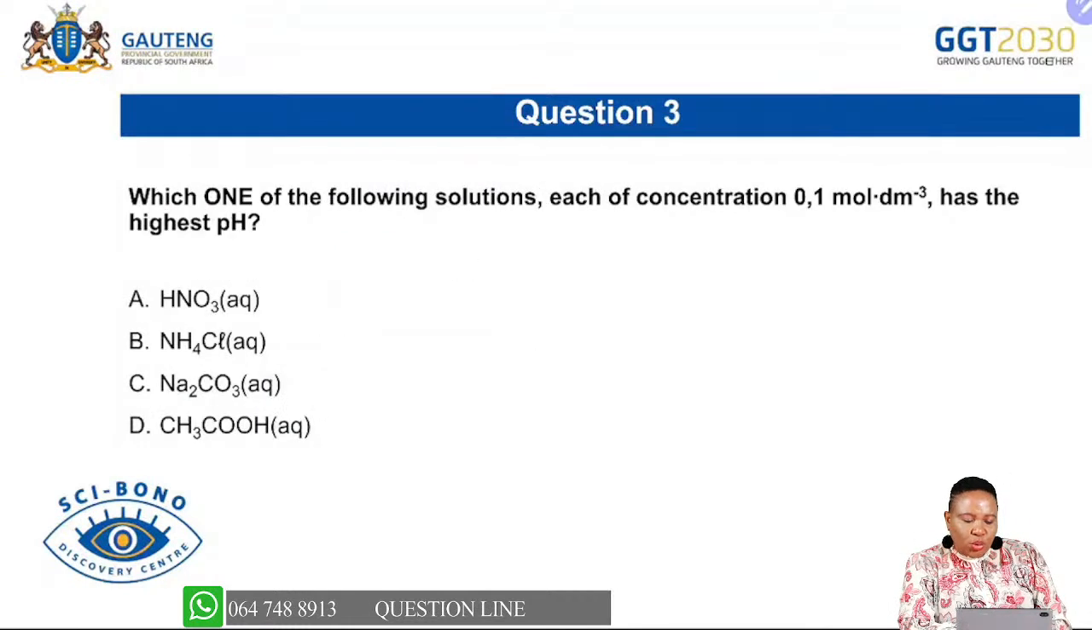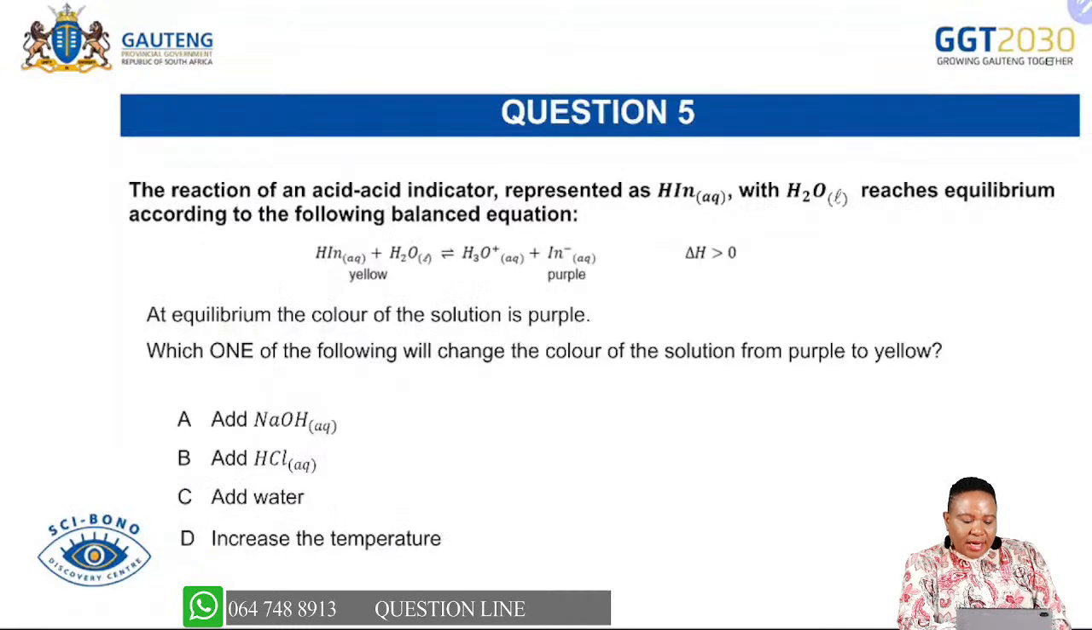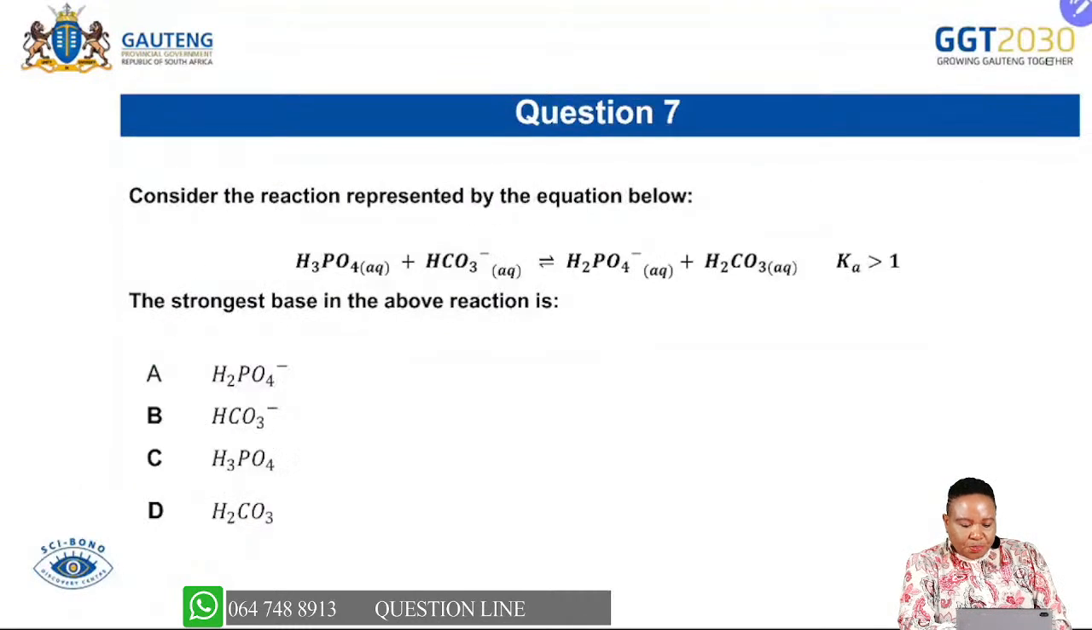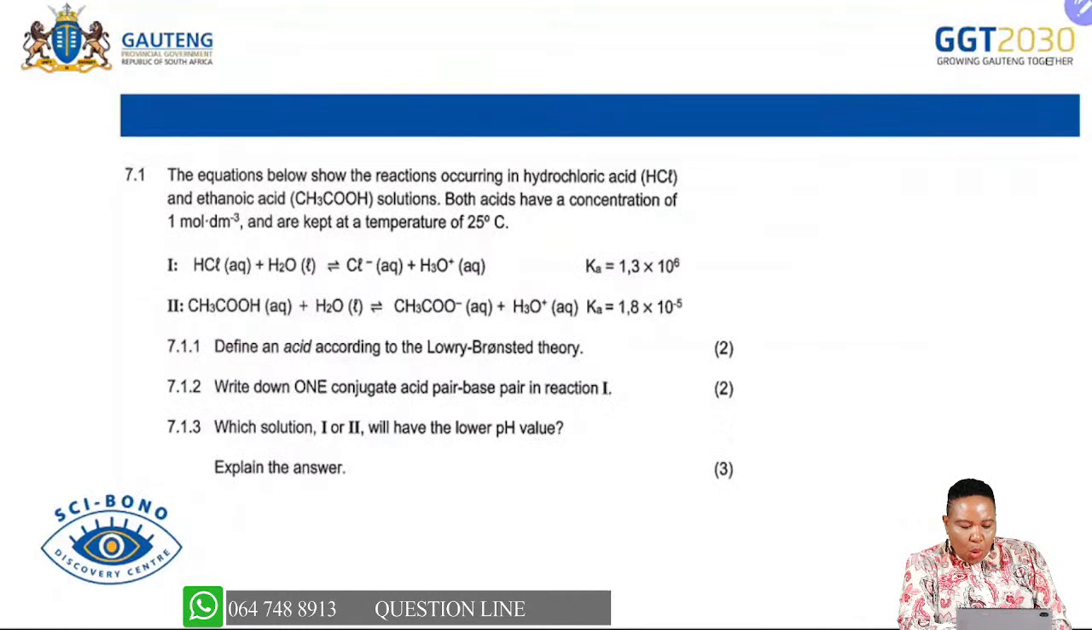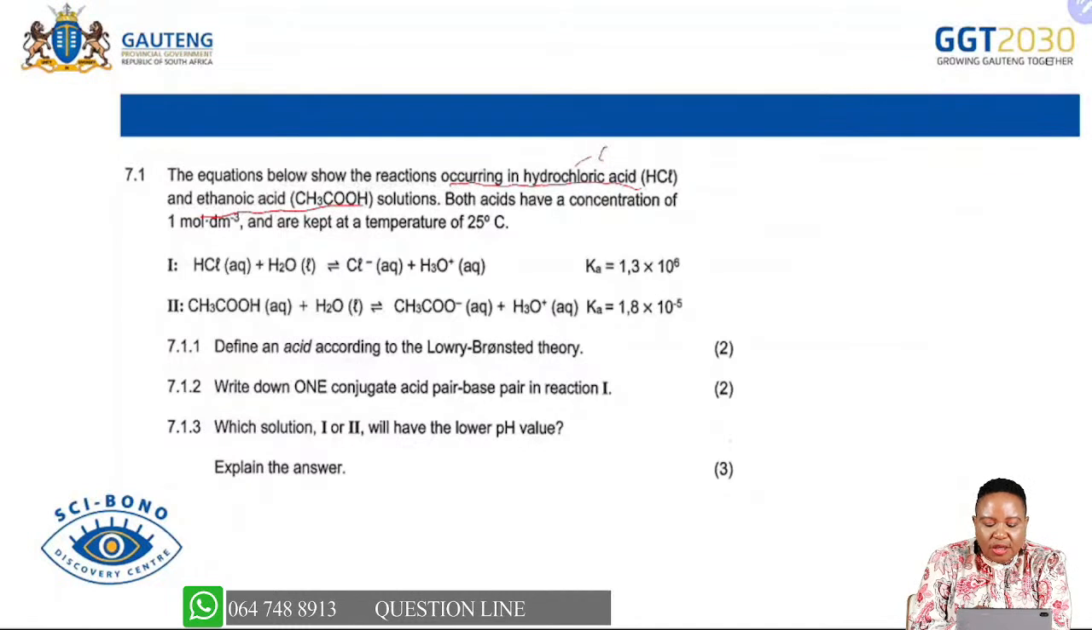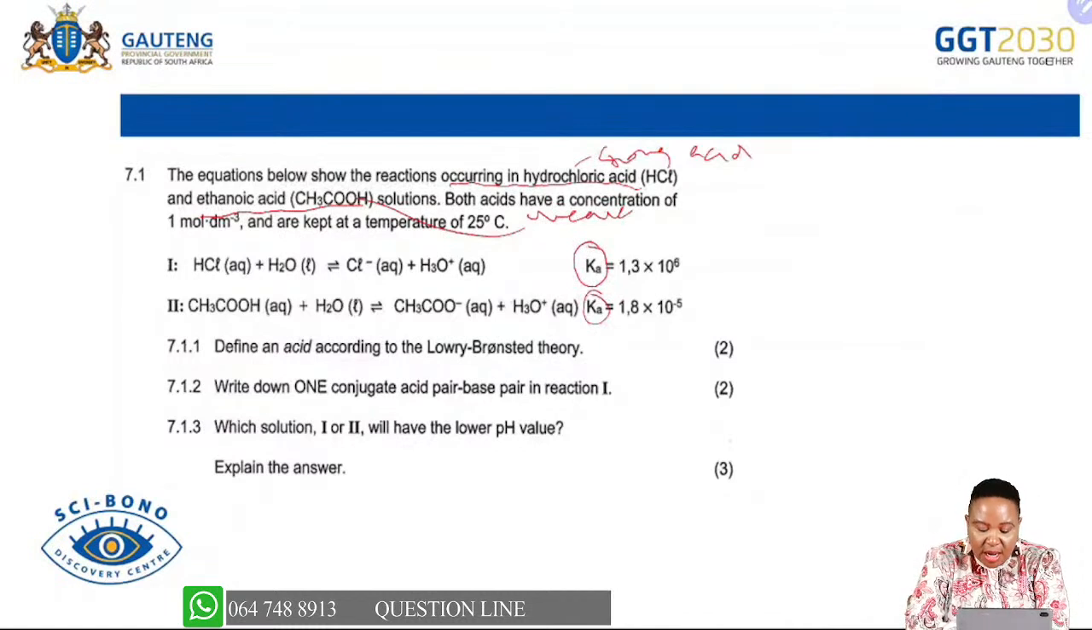As we are not going to look at all these options, I want us to go straight and look at a long question like this one. Here they say the equation below shows the reaction occurring in hydrochloric acid and ethanoic acid. So we know that this one is a strong acid and ethanoic acid is a weak acid. You are provided with a Ka value, as I said, so that you can determine which acid is strong and which one is weak.